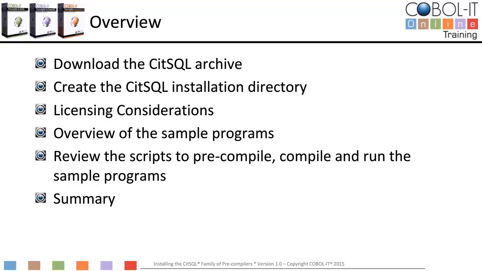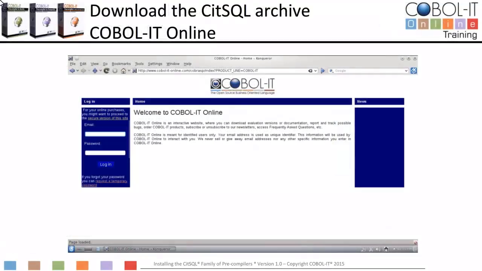Let's get started by downloading the CitSQL archive. COBOL-IT Online is the COBOL-IT portal for downloading software. We will download the CitSQL archive from COBOL-IT Online. In the panel on the left, enter the email address you have registered with COBOL-IT, and the password you received from COBOL-IT. Click on the Login button.